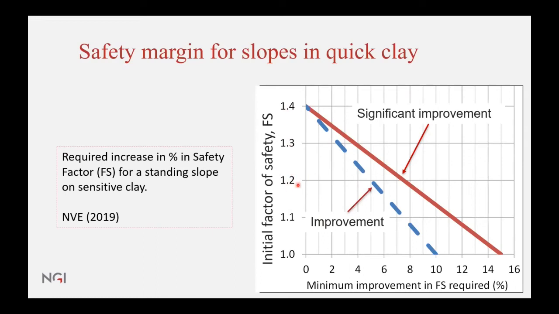So if you have a safety factor of 1.2 for your given slope and you want to build a hospital, for example, you'll have to go to this line here and you need a significant improvement that is around 7%. And we use that because we know that this improvement is real. It's a sort of Bayesian updating. And this is the way it is done in Norway.